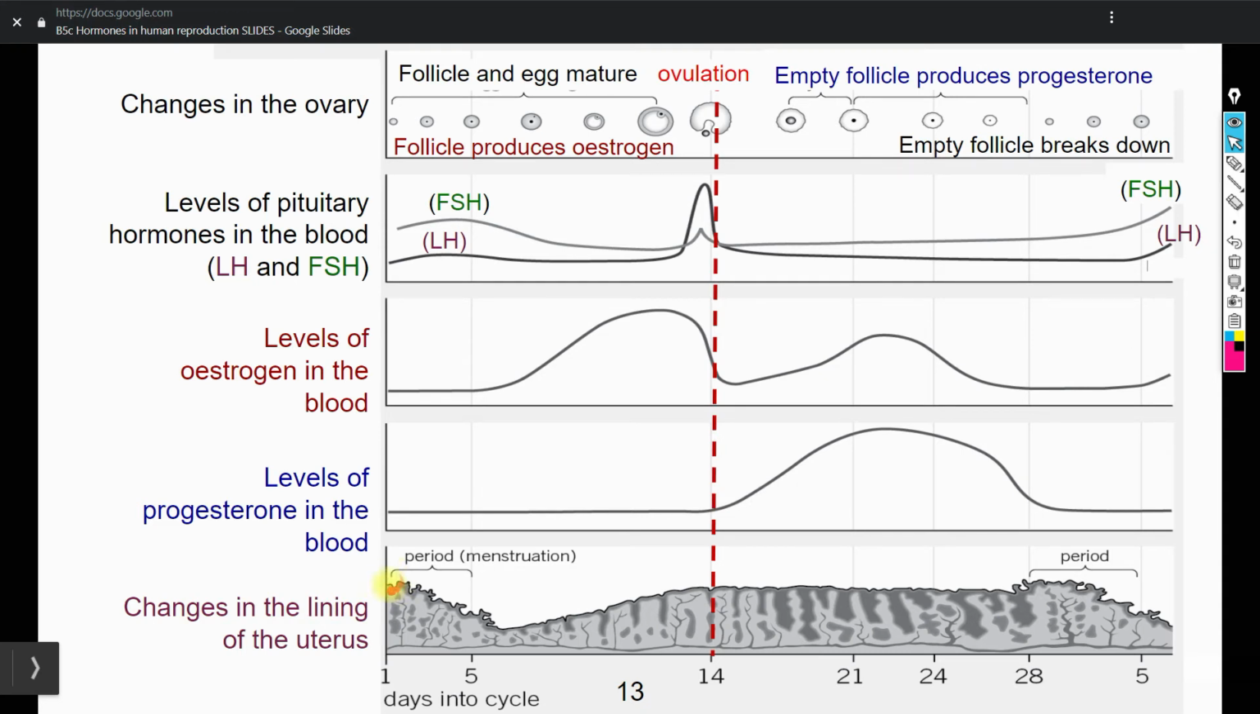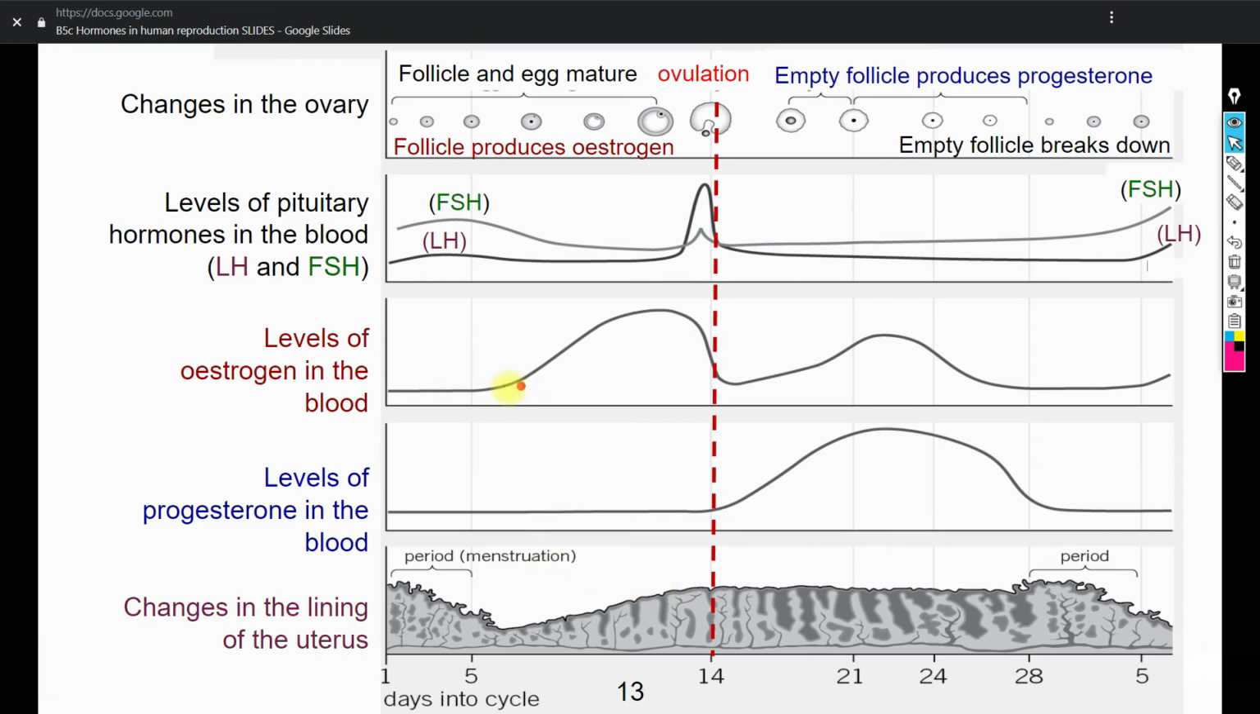We start at the beginning of the menstrual cycle. The lining is broken down and expelled from the body during menstruation, during the period. So it becomes really quite thin. But as the follicle and egg mature, they release estrogen, so levels of estrogen go up. At the same time, that causes the lining of the uterus to build up again, to become thicker.